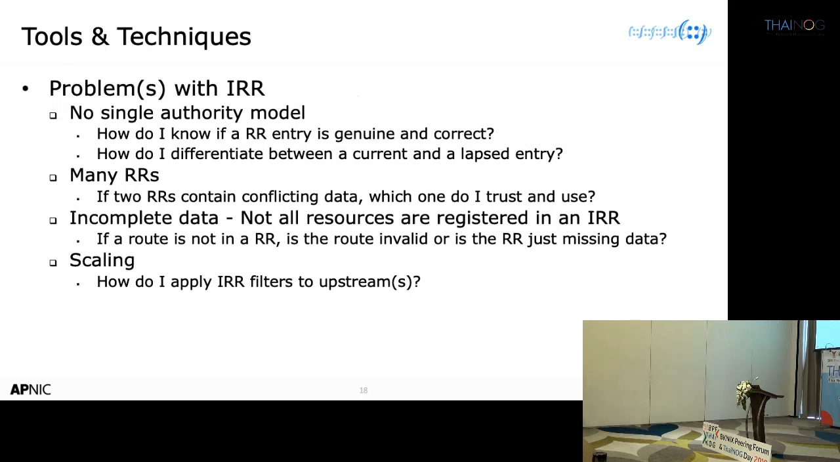Anyone is able to create an object there. It does not have to be me, the owner of the resource, who creates it. Anyone can. That's the problem. So how do I know that entry is genuine? That the entry was created by someone who owns the prefix? There is no way I can verify that. So there is no authority model.